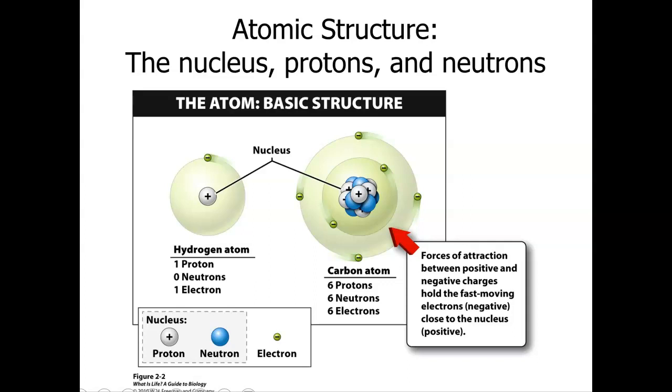Now with atomic structure, in the nucleus, we're going to have protons and neutrons. And so those are what you're going to find there in the center. Protons are going to have a positive charge to them, and they're going to be 1 AMU in mass. So that stands for atomic mass unit. Also, you'll find neutrons there in the nucleus. The neutrons are going to be shown in this picture in blue, and they also have mass. So they'll be 1 AMU in mass as well. They do not have a charge, however. They are going to be neutral in charge.